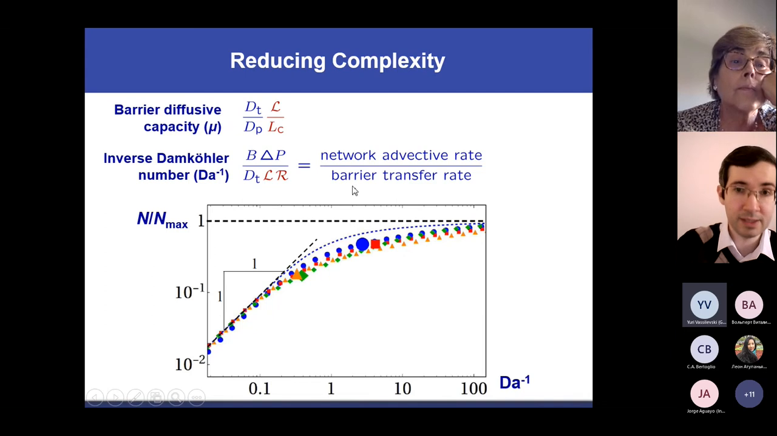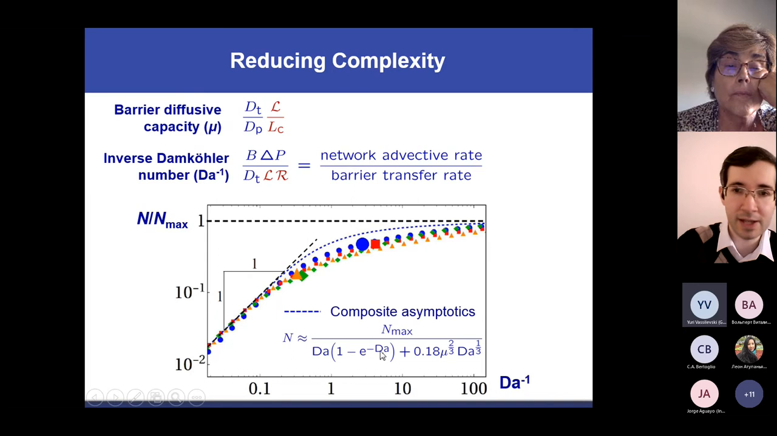And even more helpfully, thinking of these limiting cases where everything is limited by the diffusion across the barrier or by the flow in the network, we can actually do a composite asymptotic approximation, which effectively reduces the full 3D coupled CFD to just one algebraic equation, which in the highest deviation gives less than 30% error, which for biological data is reasonably good. And it works even better for other regimes.